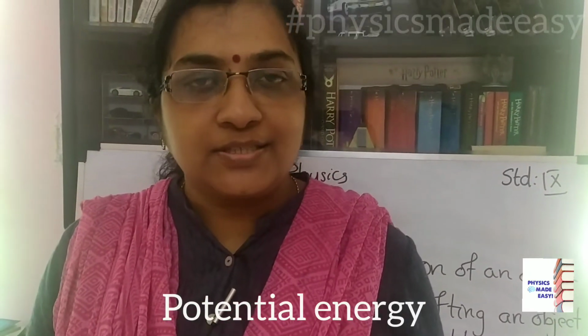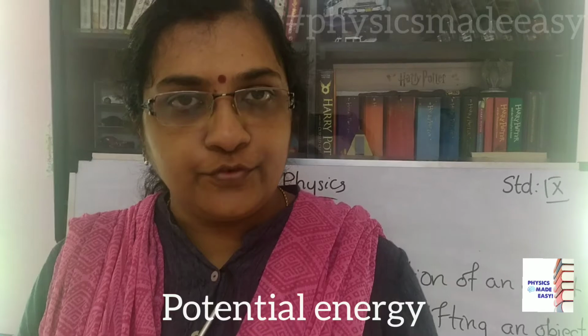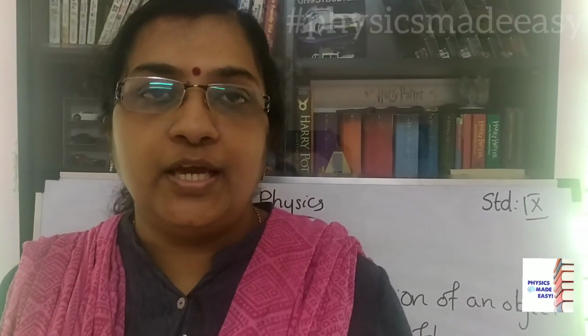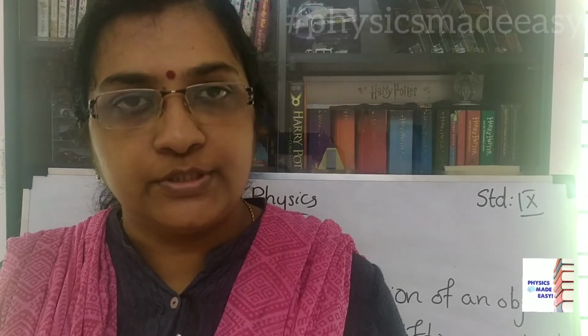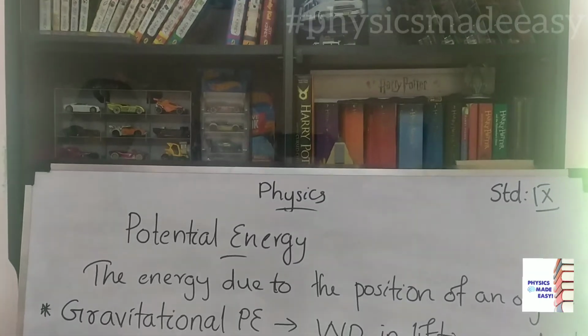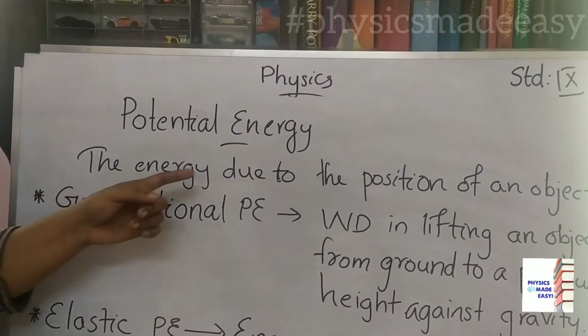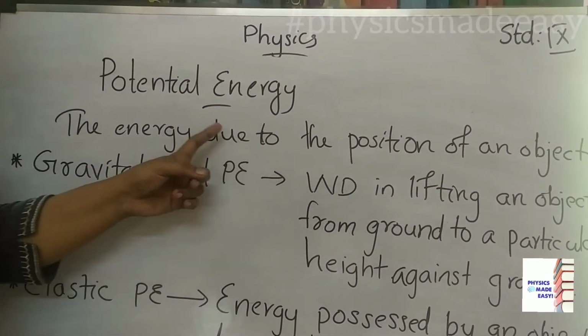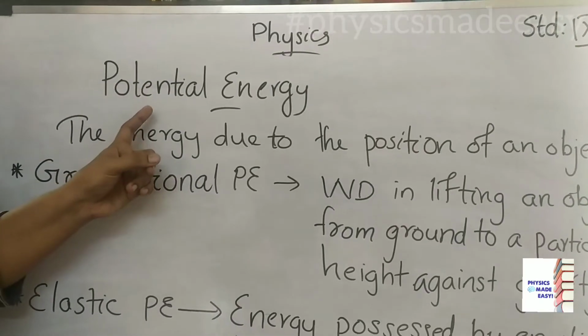Hello students, last class we derived an equation for kinetic energy. Today we are going to derive an equation for potential energy. Before that, we have to discuss what potential energy is. Children, the energy due to the position of an object is called potential energy.